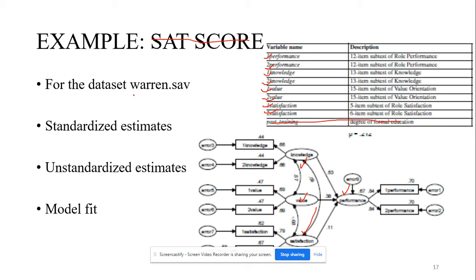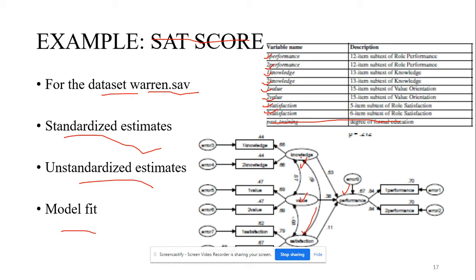So let's look at one example. We are using the data set called warren.sav. This is an SPSS data set with no missing values and no outliers, all the relationships are linear, and variables are normally distributed. We'll see how we can get standardized estimates and estimates, and we also look at the model fit. When we talk about estimates and standardized estimates, these are about the regressions.